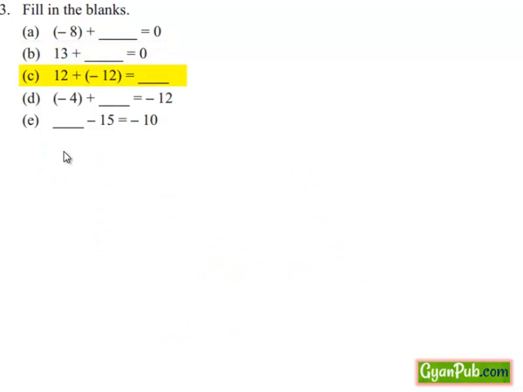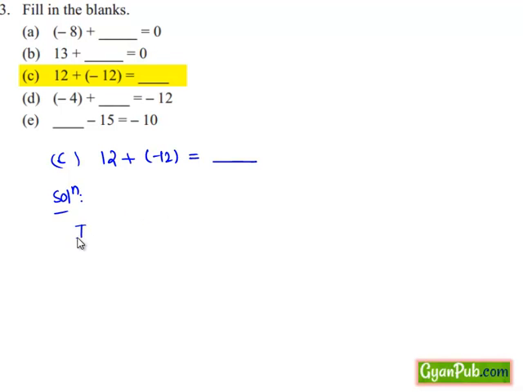Write down the C bit. 12 plus minus 12 is equal to dash. Coming to the solution, in the given question we have two integers, one is 12 and minus 12. We can observe that 12 is additive inverse of minus 12. If we are adding an integer with its additive inverse, then solution must be 0.